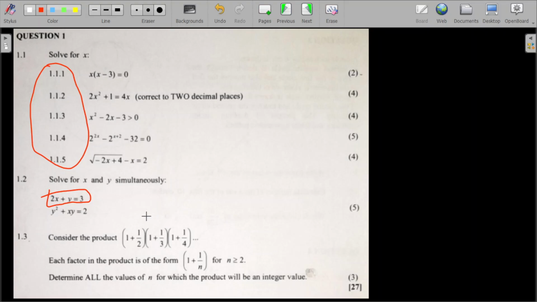And I think this one here was more or less the thinking question, 1.3, where you need to think a little bit. Not most of the people will get this one correct. 1.3, I think so. I don't know.